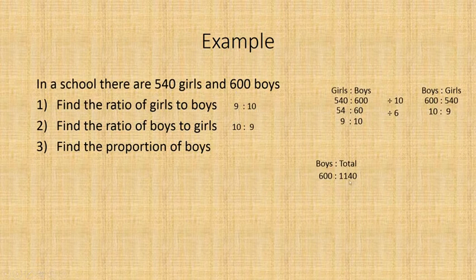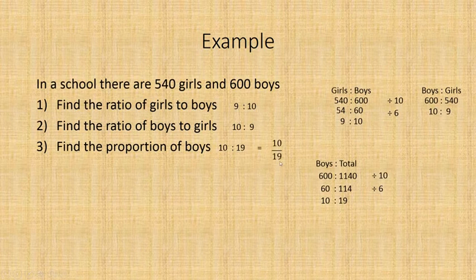So let's simplify it. Both of them are in the table of 10, so I will just divide by 10. So it's going to be 60 to 114. And after that, I can see that both of them are in the table of 6, so I can divide by 6. Here it's going to be 10, and here it's going to be 19. Okay, so the proportion of boys is going to be 10 to 19. But I prefer to write it down as a fraction, especially the proportion. So it's going to be equal to 10 over 19. And remember that they are both the same.